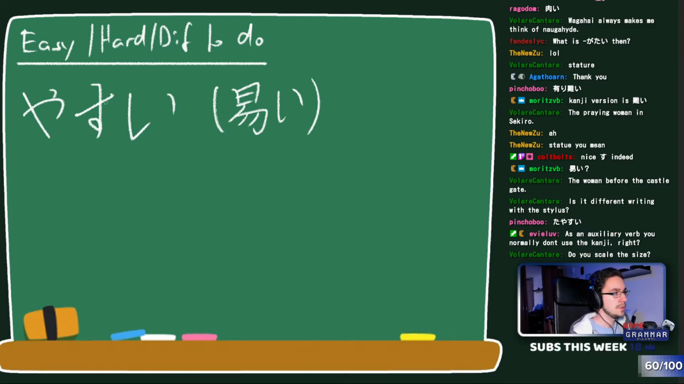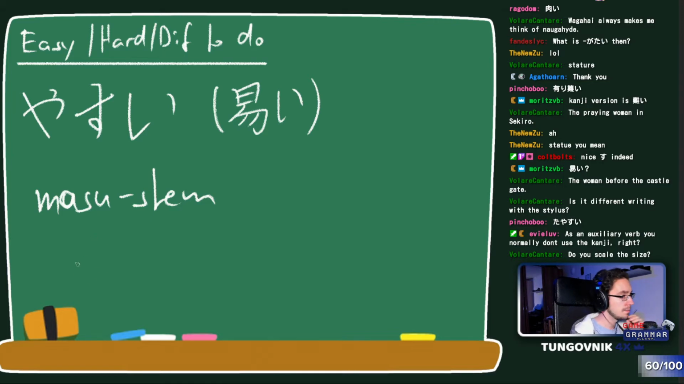So yasui means easy to do, and we said earlier that you add it to the mas stem. Quick repetition, every time this comes up, I repeat it. The mas stem is just the verb in mas form without the mas, okay?